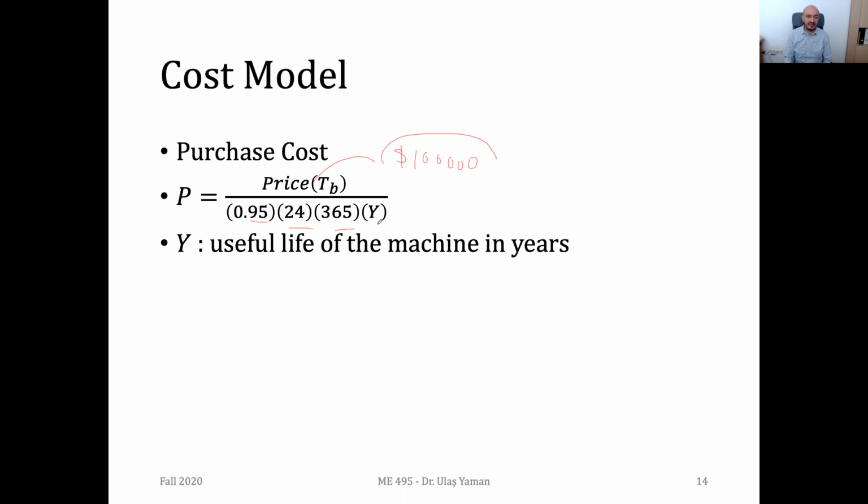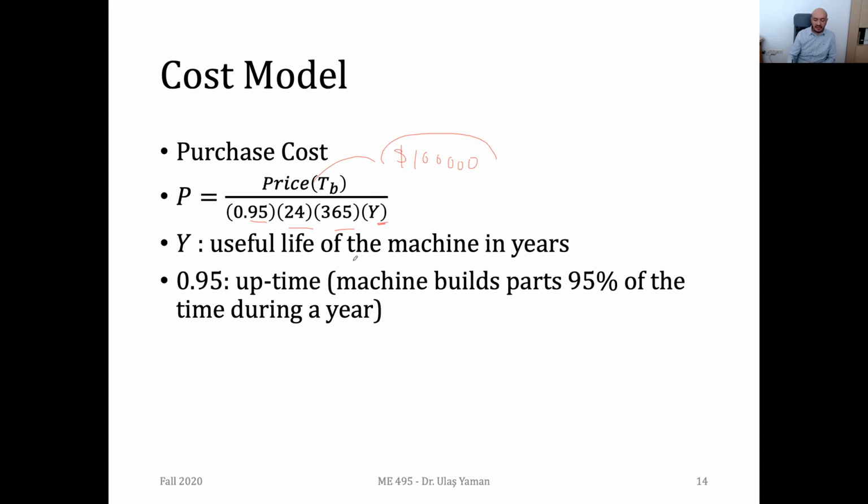And this is the useful life of the machine. It should be given in years. And then we have another parameter, 0.95. This is the uptime of your machine. We are assuming that your purchased machine is actually producing products about 95% of the time during this year. And this is not a fixed value, obviously. If you are not using it 95% of the time, then you may, for instance, set it to 0.65. It's just up to your orders. You can decide on it and try to come up with a purchase cost.